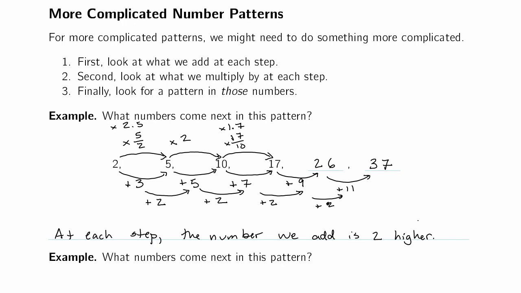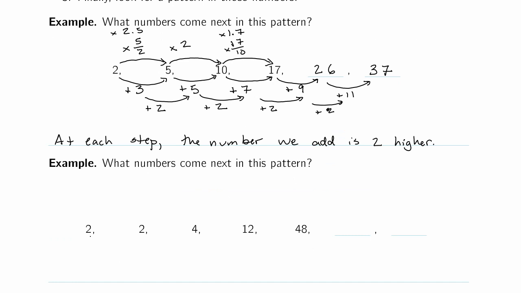Let's try another number pattern and see how we would continue it. Let's look at what we add first. Well, to get from 2 to 2, we don't add anything. And then to get from 2 to 4, we add 2. To get from 4 to 12, 12 minus 4 is 8. Oh, well, that's kind of going off the rails. And then our next number is 48. 48 minus 12, we add 36. Okay, no obvious pattern there.